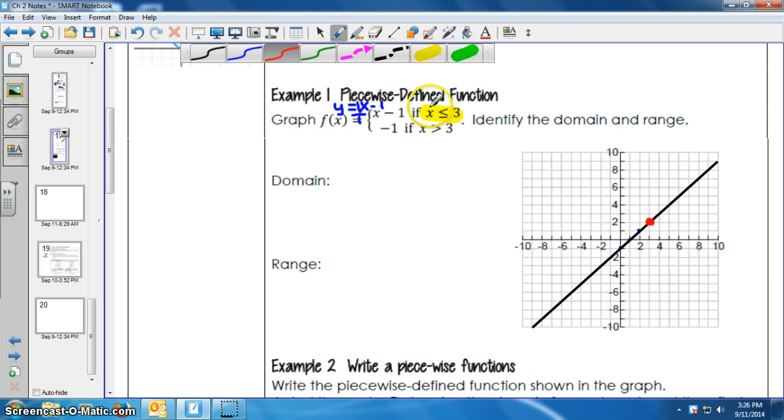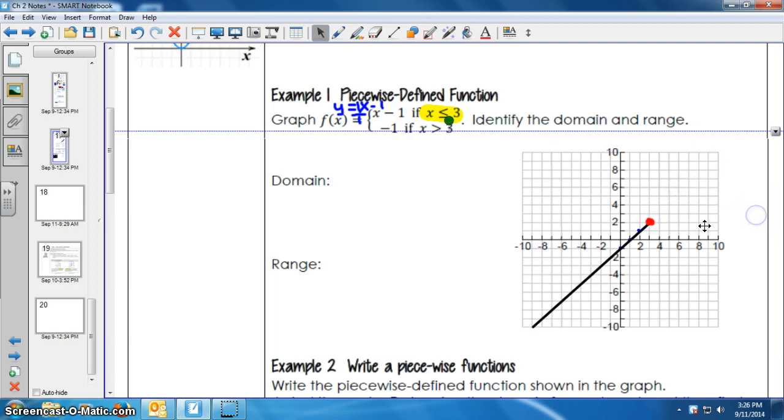And I want everything x is less than. So everything less than is going to be everything that's going to the left, which should be everything going down. So I don't want anything up here, which means I'm going to use my eraser, and I'm going to erase anything that's above that red dot there, or your dot that you placed. And that's the first part of our piecewise.